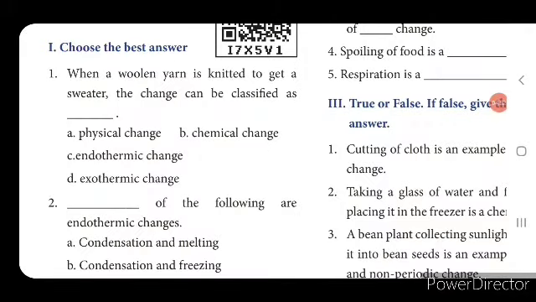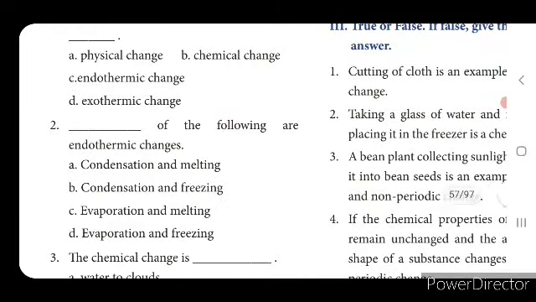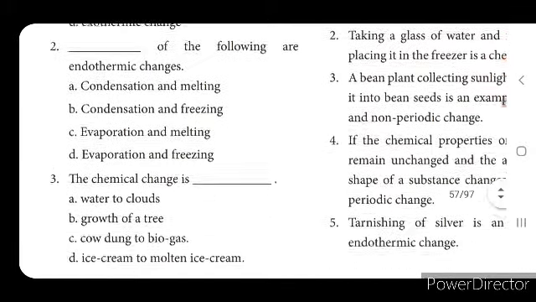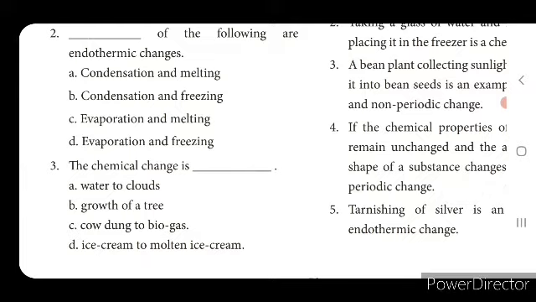Now changes around us lesson. Choose the best answer. When a woolen yarn is knitted to get a sweater, the change can be classified as physical change. Okay, which of the following are endothermic changes: condensation and melting. The chemical changes, the 4 options are given.